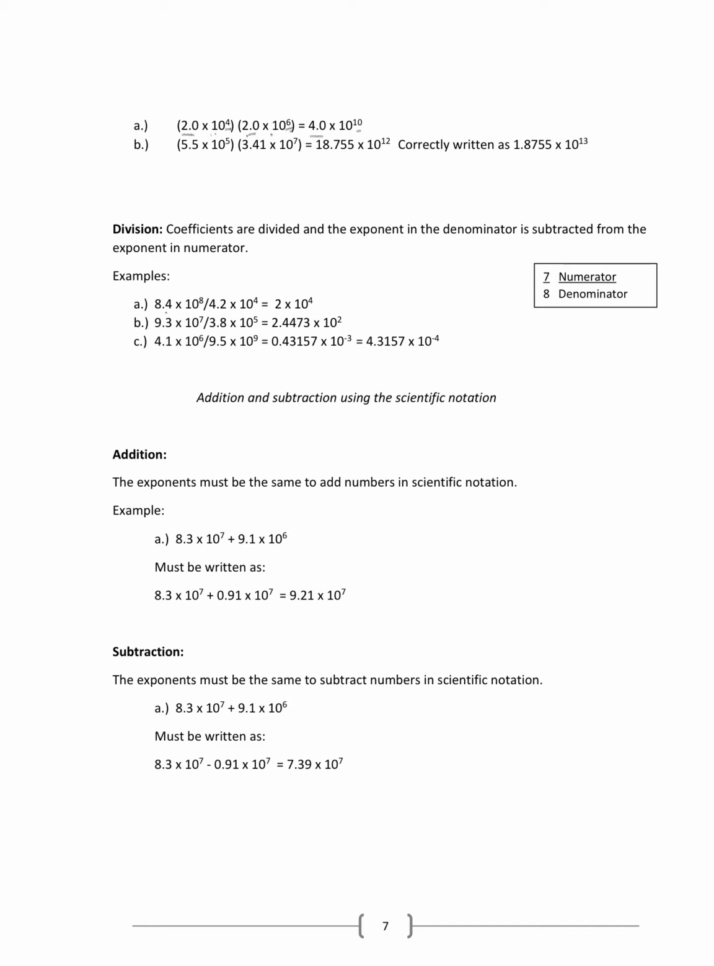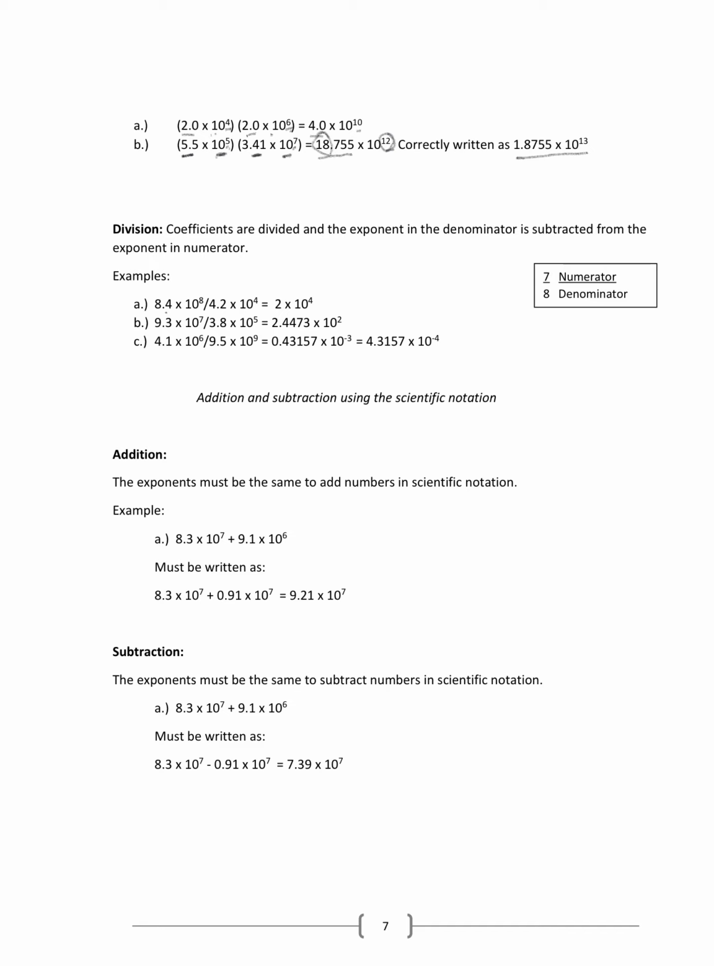And over here, this other one, 5.5 times 3.41 times 10 to the seventh. We're going to multiply these coefficients, and when we do that, we get 18.775. And we're going to add the exponents: 5 plus 7 is 12. But again, we can't have 18. It has to be 1 or greater, but less than 10. So I need to move the decimal place one place to the left, and if I do that, I'm going to add 1 to the exponent. And then we get 1.8775 times 10 to the 13th.